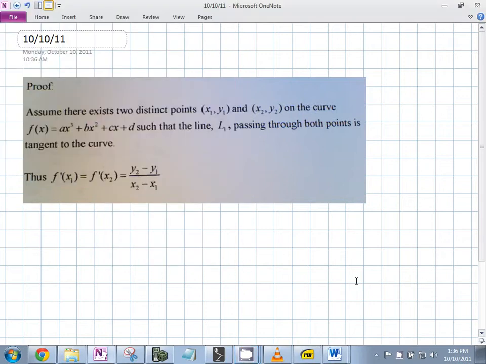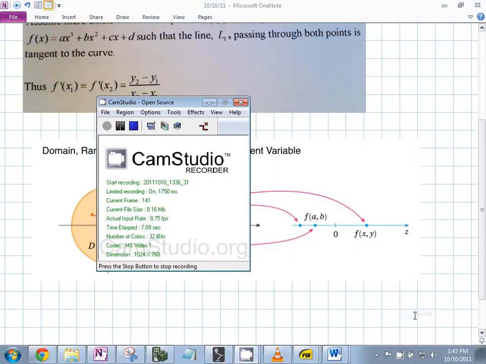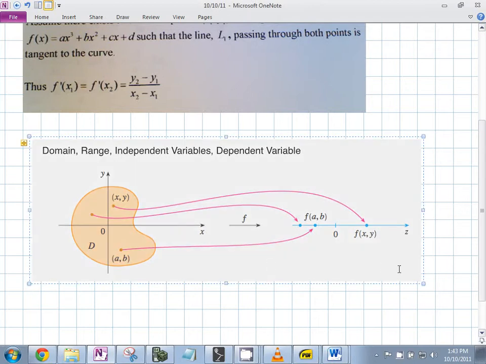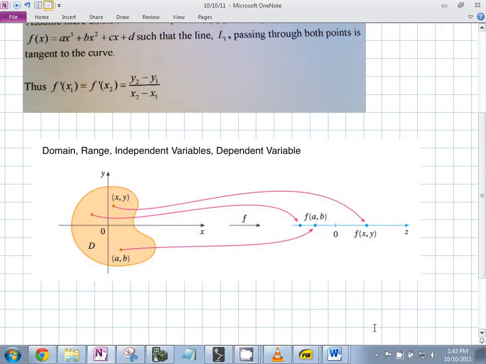So what you do here is you assume that there exists two distinct points. Oh yeah, and the question is, hold on, let me get the question in there. Can someone describe for me, based on this diagram, what's the domain? Which part of this picture is the domain? The blob. Thank you. The blob is the domain.